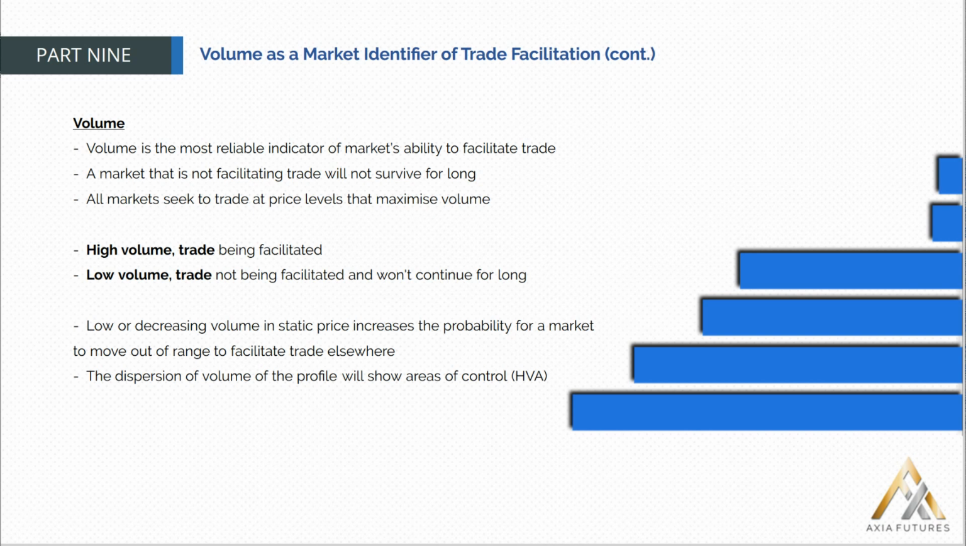They all have the same auction process and the same interaction between buyers and sellers and the way they respond. Then, all markets seek to trade at price levels that maximize volume. In other words, the market always wants to be trading at fair value. Why? Because this is the point at which trade facilitation is maximized.